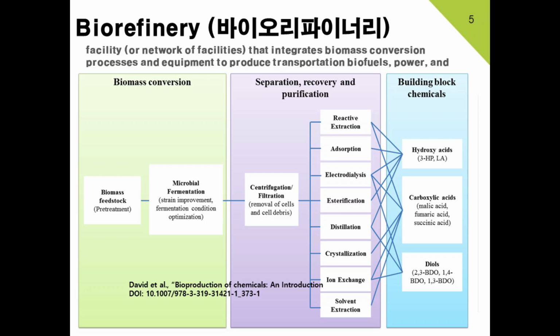Now, the third process, or the separation, recovery, and purification stage, involves very different types of processes as shown in this figure. After this purification stage, that is when we get our building block chemicals or platform chemicals. We call them that because they are like bigger, bulkier chemicals, from which more products can be formed.